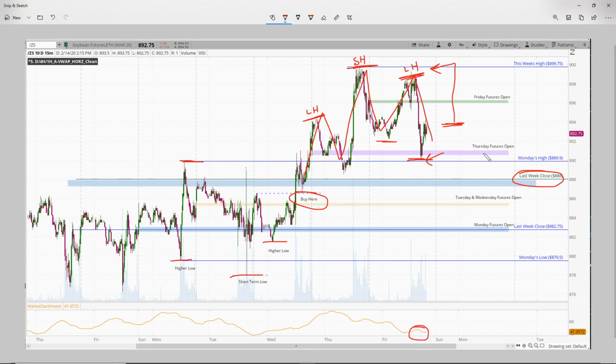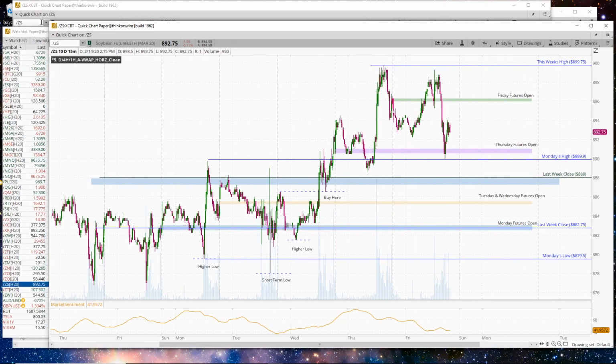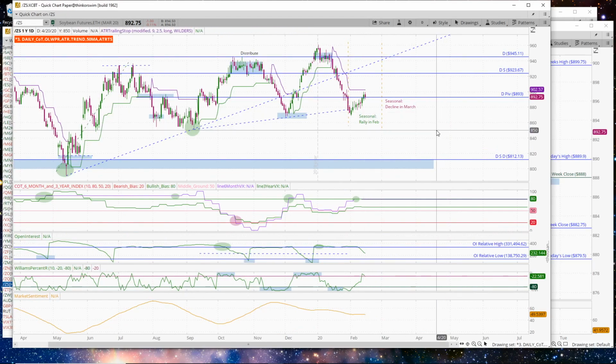I'm on a 15-minute chart. Let's take a look at the higher time frames. Well, we knew this, right? We knew there was a seasonal rally in February. We planned for it. We said we think this is going to rally, and it is rallying. So no big surprise there. Coming up real close to the ATR range. So that's additional confirmation.